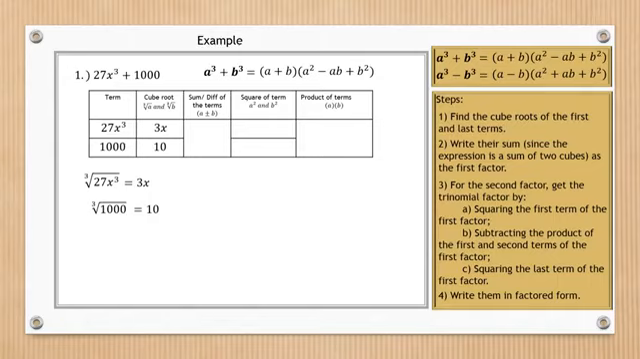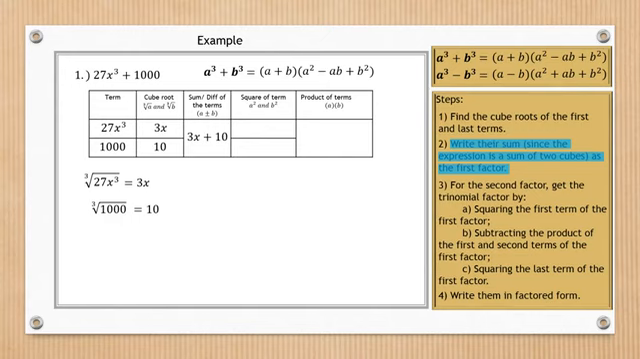Next, what is the next step? Write their sum, since the expression is a sum of two cubes, as the first factor. Class, write their sum. Sum, since our example has a plus operation. So what is the sum? We add the two cube roots. The question: can 3x and 10 be added? No, they cannot be combined, so we just write it as 3x plus 10, because they are unlike terms.